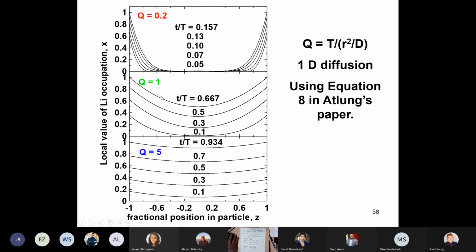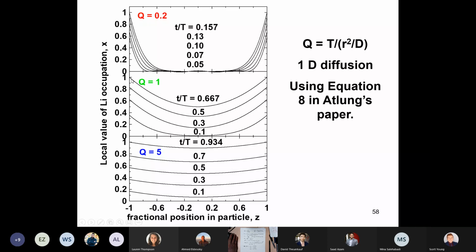So now in the second graph of this panel, we have Q equals 1. The bottom panel was Q equals 5. Q equals 5 means the time that we're trying to add the lithium to the particle is 5 times greater than the characteristic diffusion time. So here's our Q equals T over R squared over D. And then with Q equals 1, now you can see the issue that you get into.